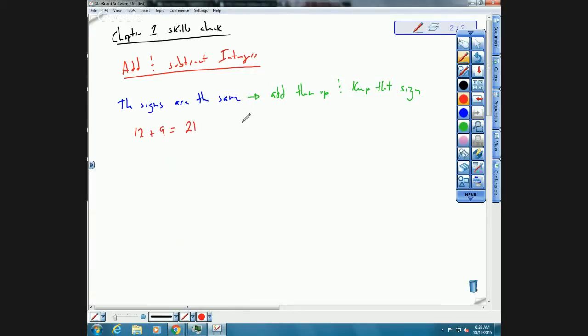If you have -3 plus -8, really you can ignore the negative numbers there and say, okay, 3 plus 8 is 11. They're both negative, so since they have the same sign, I keep that sign. So 3 plus 8 is 11. Since they're both negative, my answer is -11.